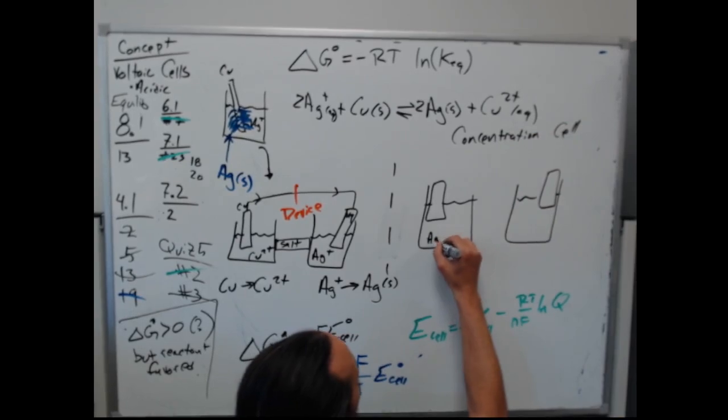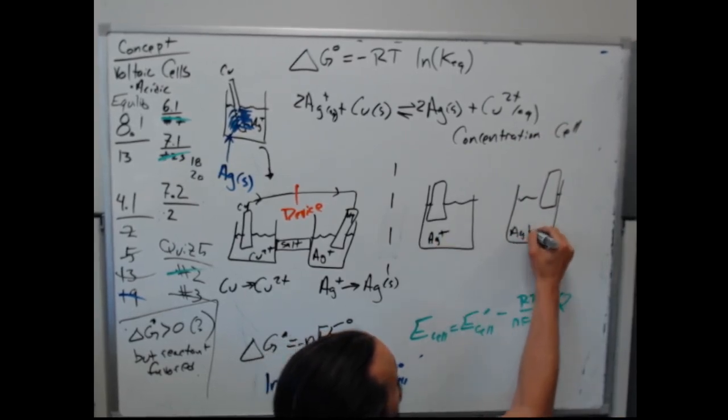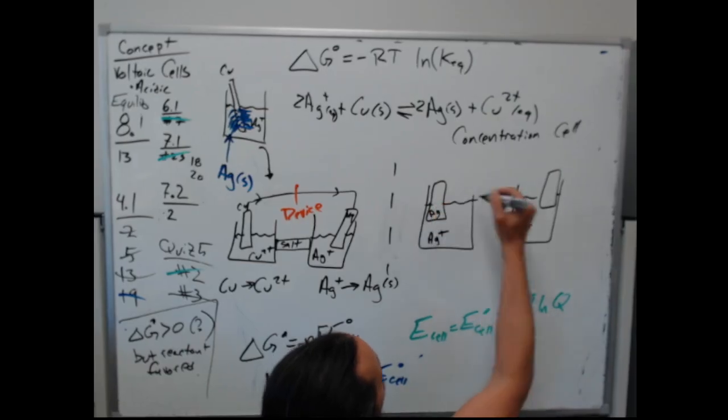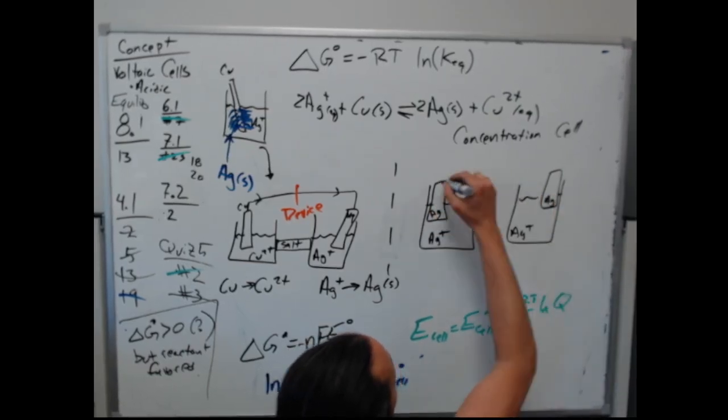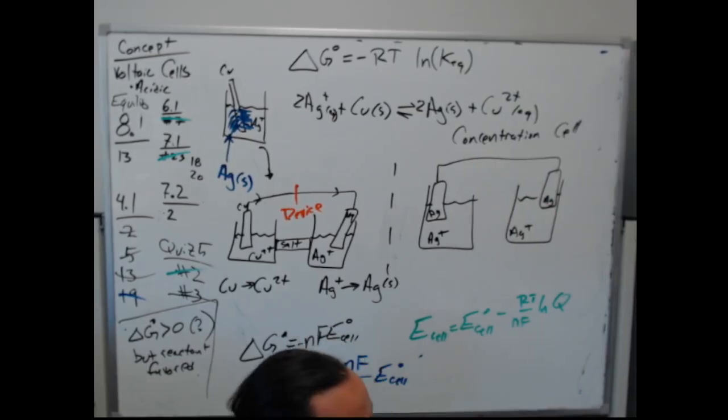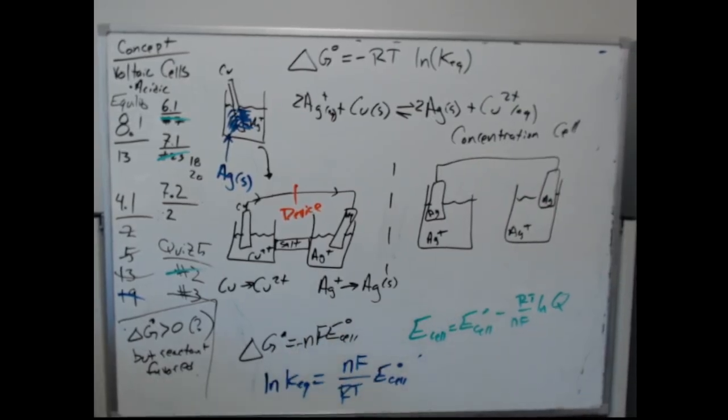Right, this is Ag plus, this is also Ag plus, this is an Ag electrode, this is also an Ag electrode. We connect it with a wire. Now, if I did anode, is there any electric potential difference between silver ions and silver ions? No, they're the same thing. That would have no standard cell potential. E cell not, the standard cell potential would be 0.